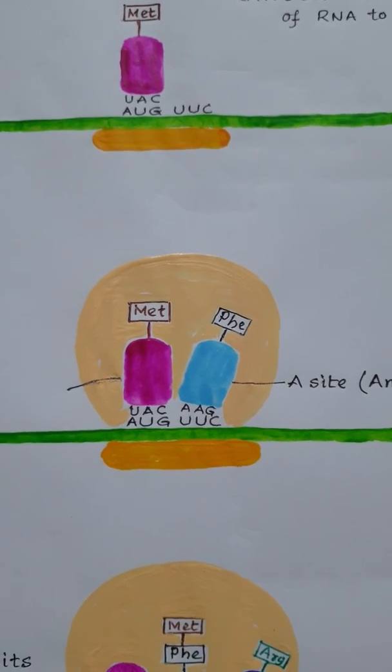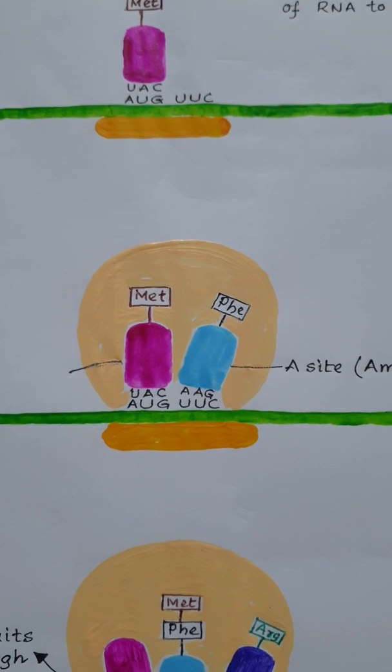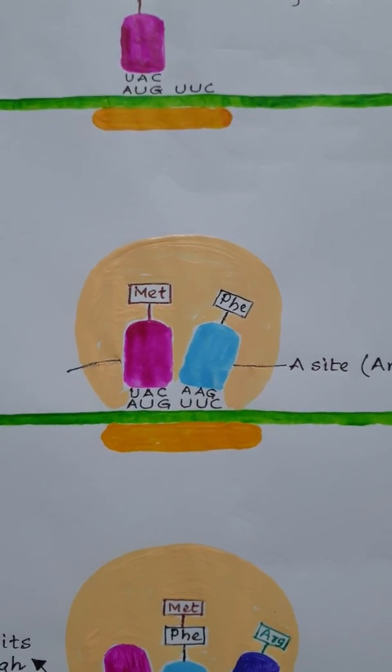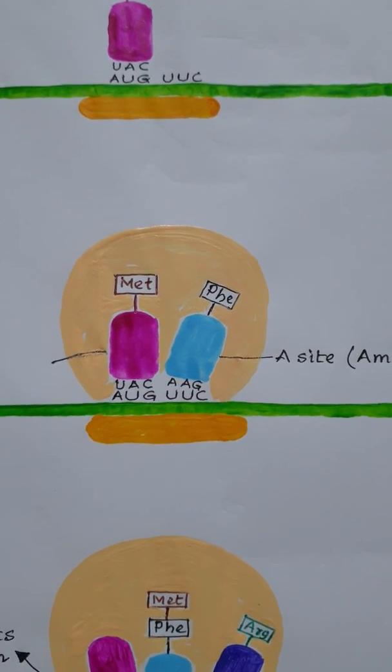Now this will recognize the initiation codon AUG. AUG means it recognizes the amino acid methionine.